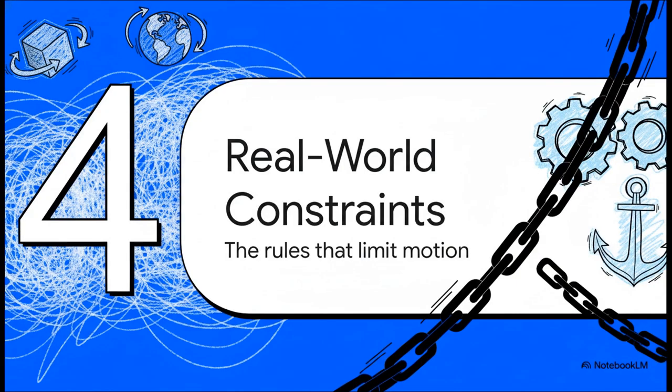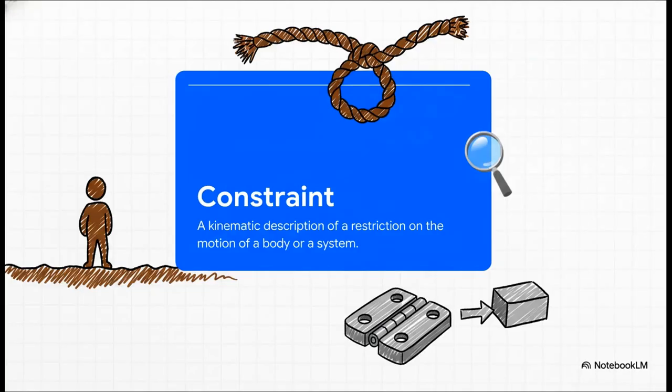So if a block on a table has 3 degrees of freedom and an object floating in space has 6, you might be wondering, why isn't everything just flying and spinning around all over the place? Well, the answer is because of things that get in the way. We call them constraints. A constraint is really just a rule.